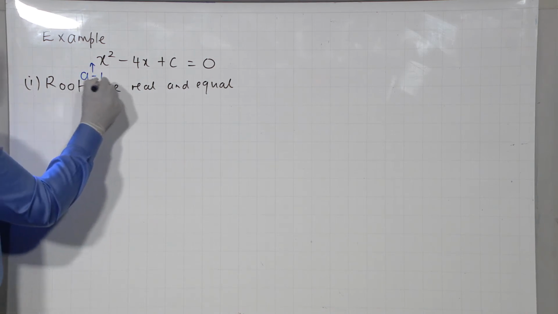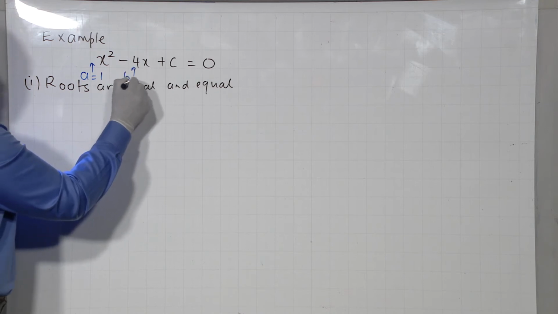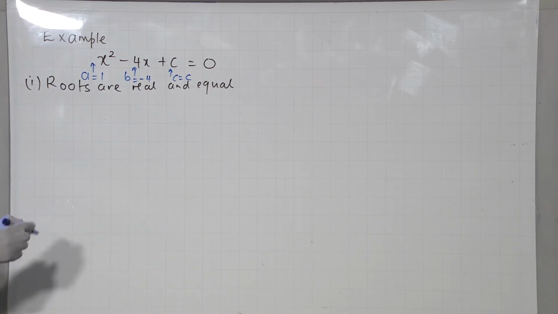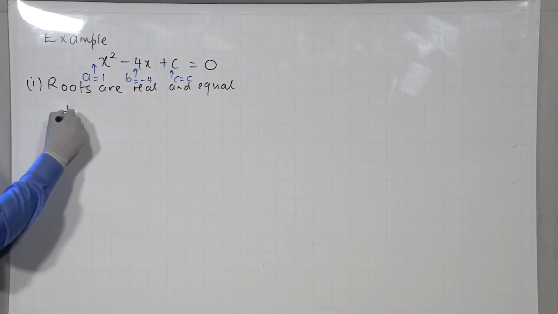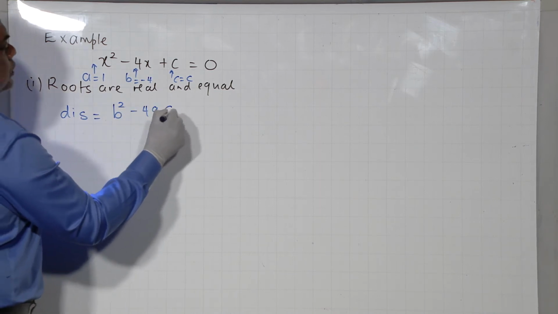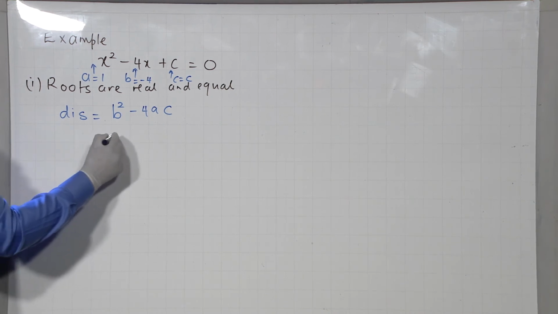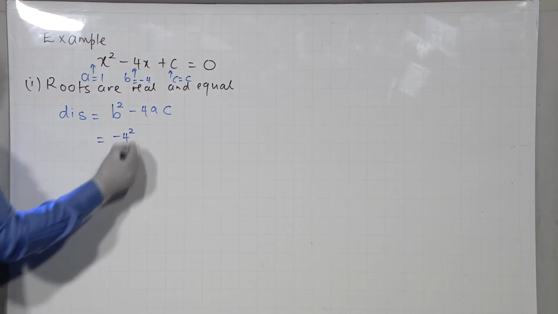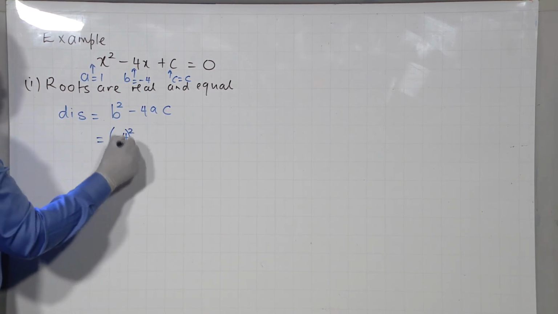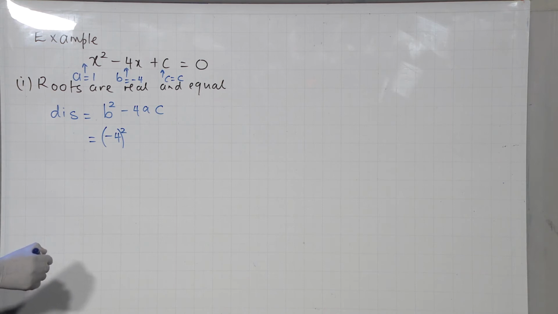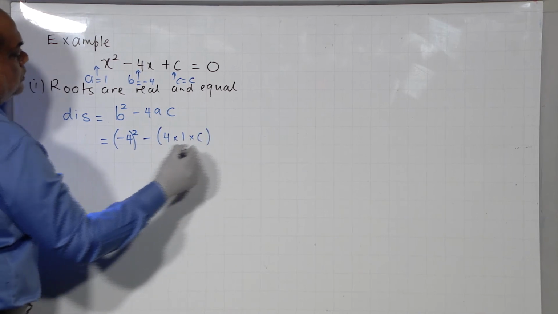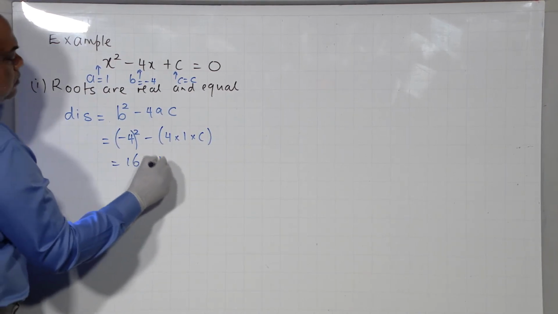What is A here? 1. What is B here? -4. And C. So we calculate the discriminant. What is the discriminant? B squared minus 4AC. Be careful here. B is -4. If you write -4 squared, you'll have a tendency to write -16. So it is (-4) squared minus 4 times 1 times C.